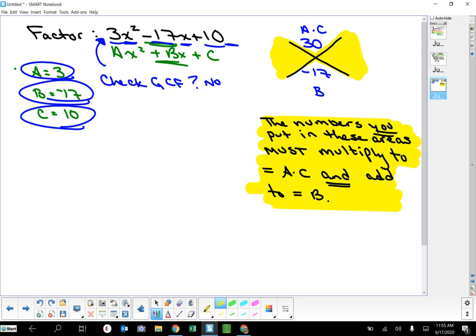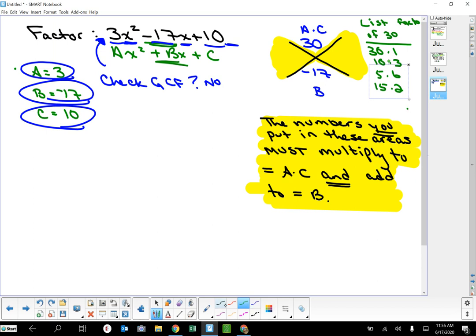Okay, so we need to put 2 numbers in the sides of this thing that multiply to 30 and add to 17. And for those of you who have good multiplication skills, this is going to be simple. For those of you that don't, this might be a little bit difficult. But what you can do is just list factors of 30 over here. Factors of 30 are 30 times 1, 10 times 3, 5 times 6, 15 times 2. I think I found them all.